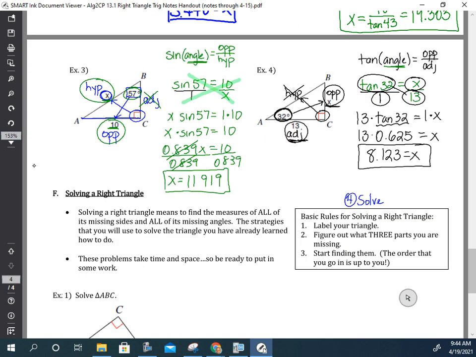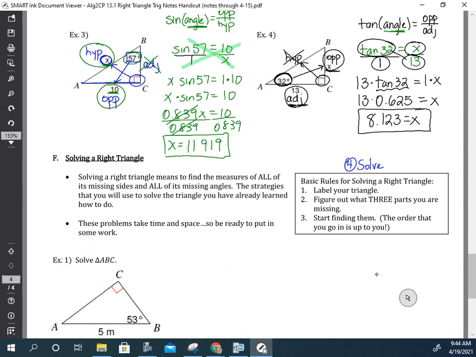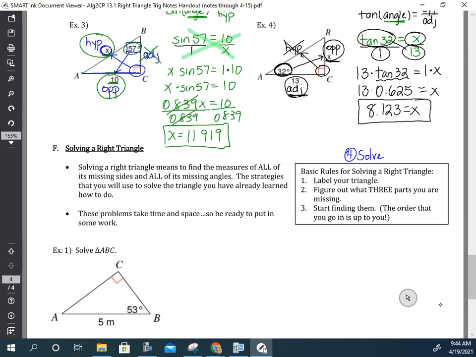Question example 4, last call before we start part F. All right, and part F. So this is the part that we're starting today. We will finish it tomorrow.